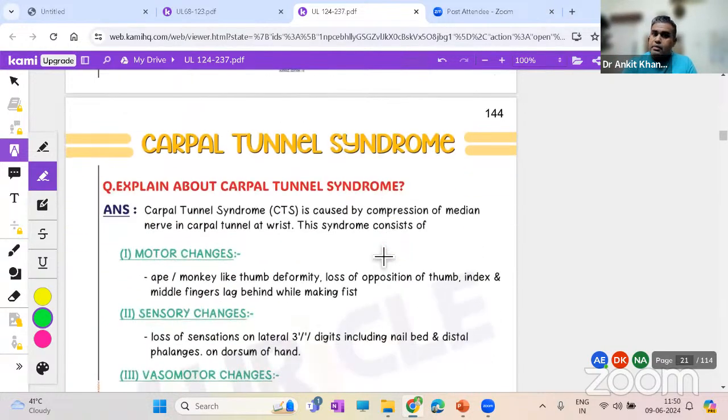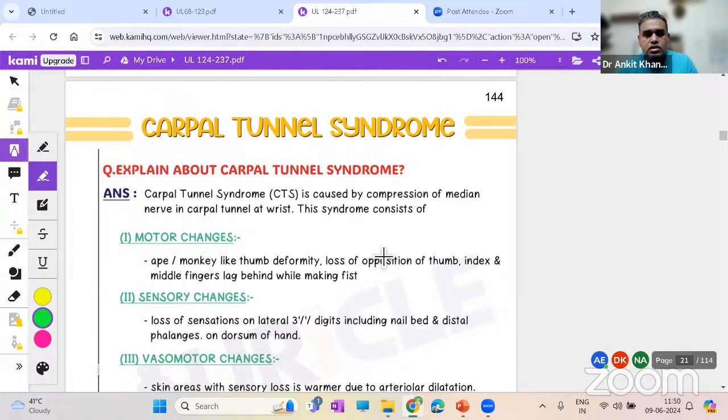Okay. Carpal tunnel syndrome, a must-know topic, guys. This comes as a short question, and it's quite common also in society. Therefore, it's important. It's basically due to compression of the median nerve in the carpal tunnel at the wrist. So basically, problems are in the hand. Now understand that, as I said, the lateral two-thirds of the palm and these 3.5 fingers get their sensory supply from the median nerve over here. These sensory changes will be there. Then the thumb muscles, the thenar muscles, are supplied by the median nerve, except the adductor pollicis.